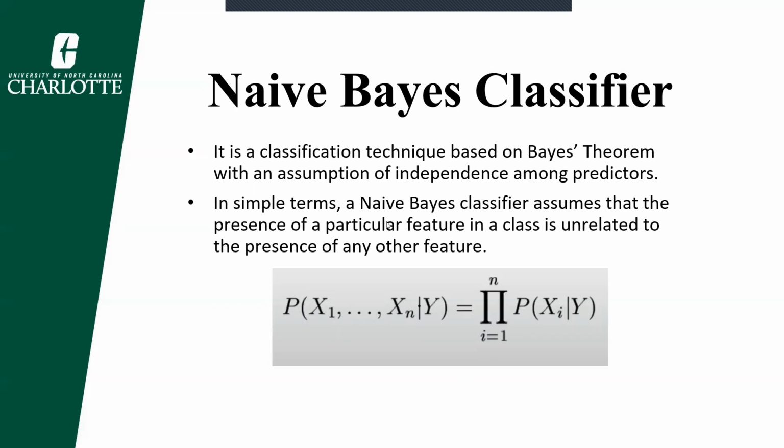In simple terms, the naive Bayes classifier assumes that the presence of a particular feature in a class is unrelated to the presence of any other feature. As you can see in the formula, P of x given y is the product from 1 to n of P of xi given y. So these are the three classifiers.